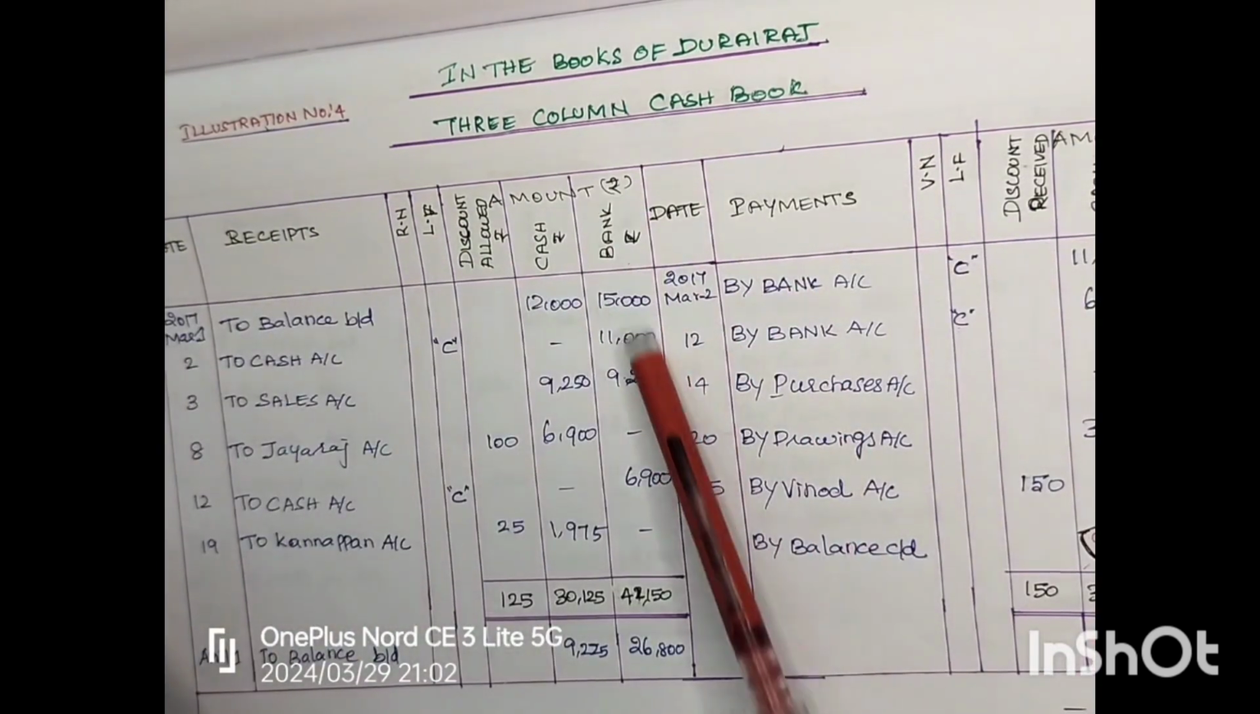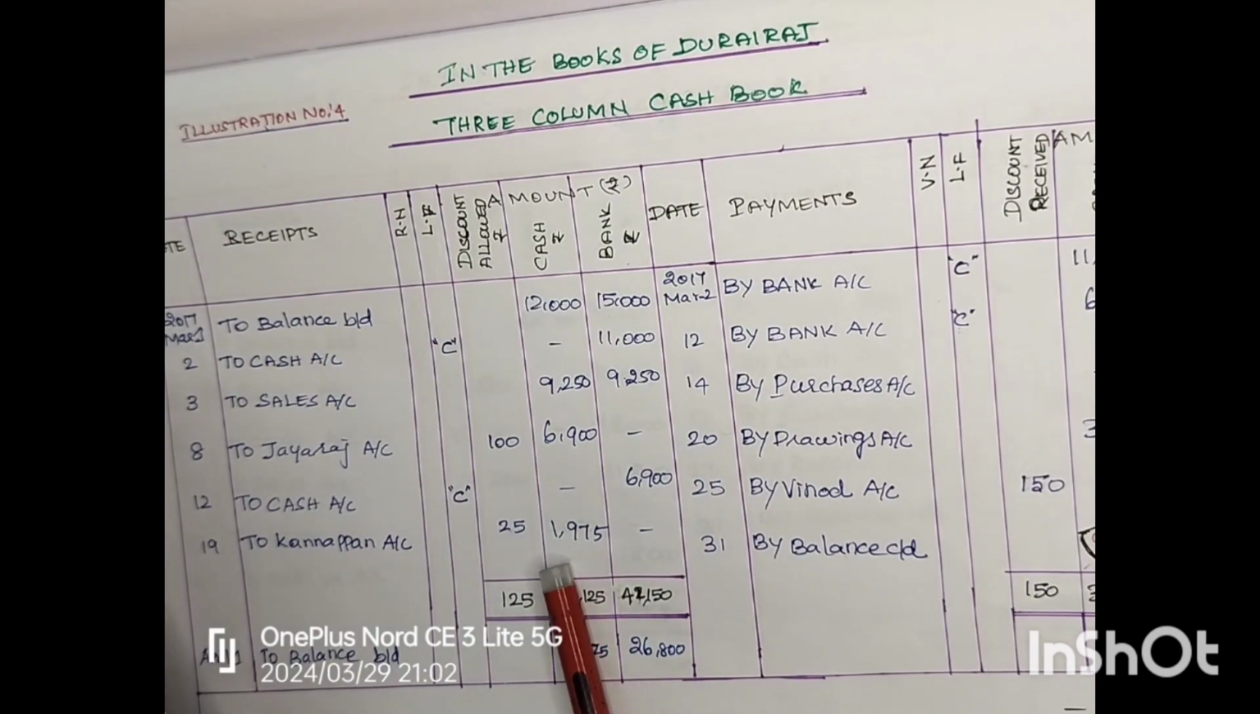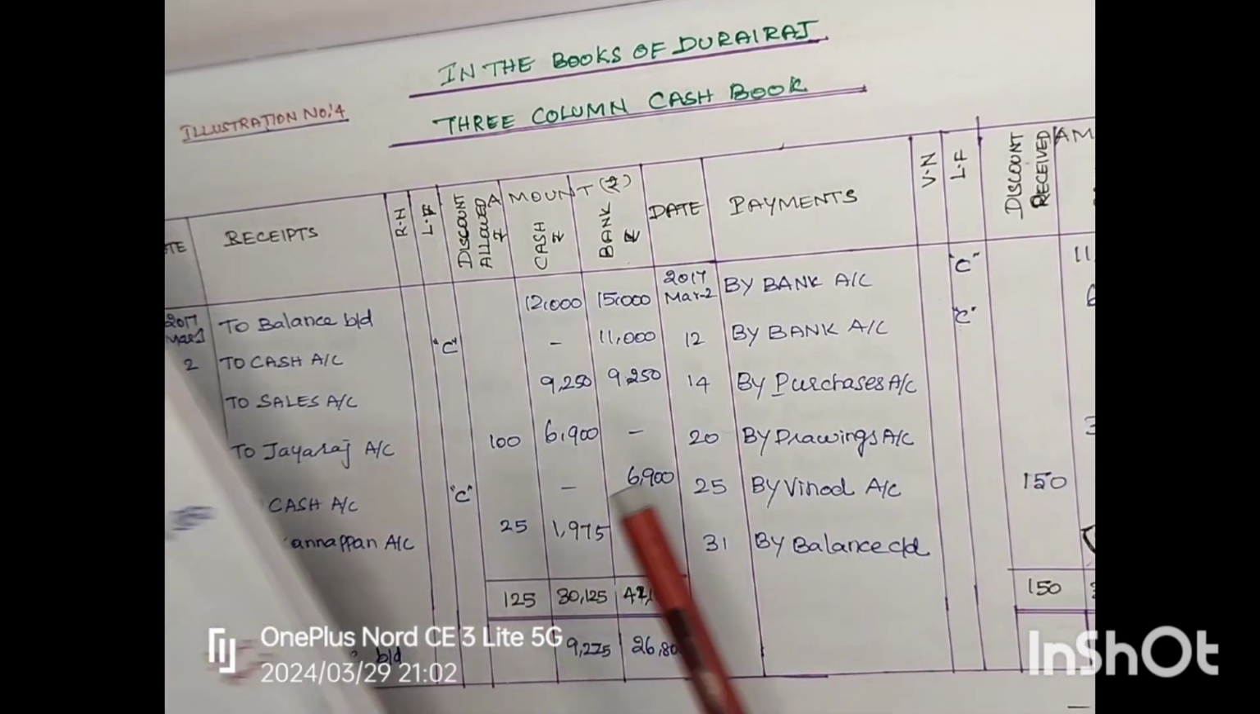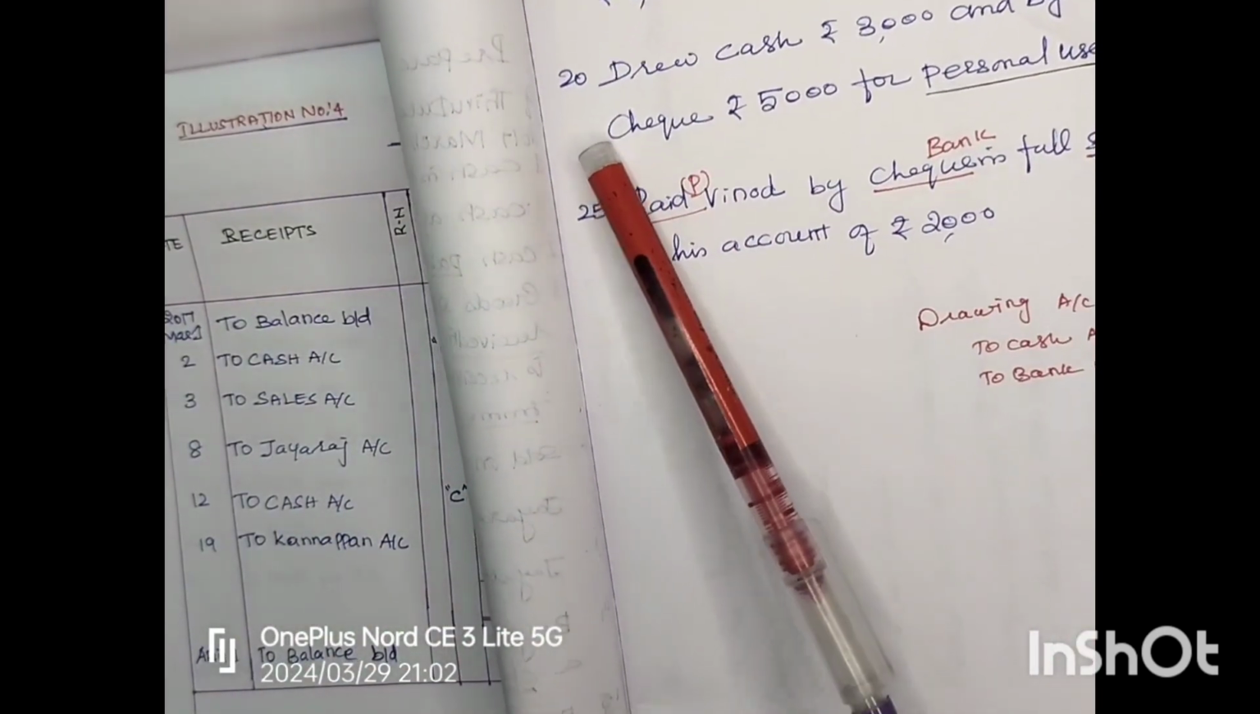So you entered that 1975 rupees in the cash column, and 25 rupees is entered in the discount allowed column. Let's see the next transaction.